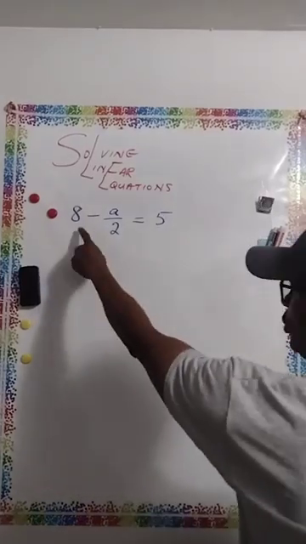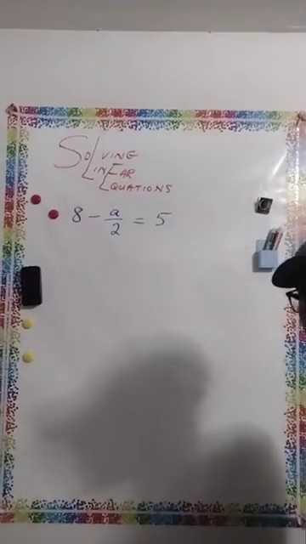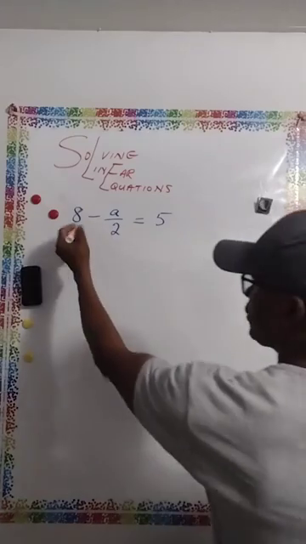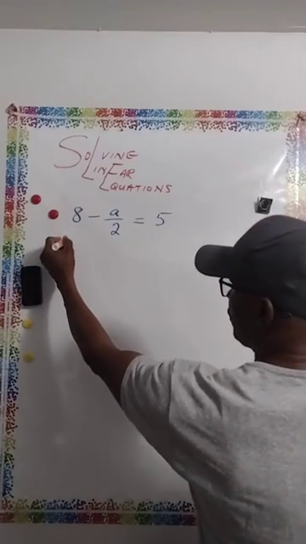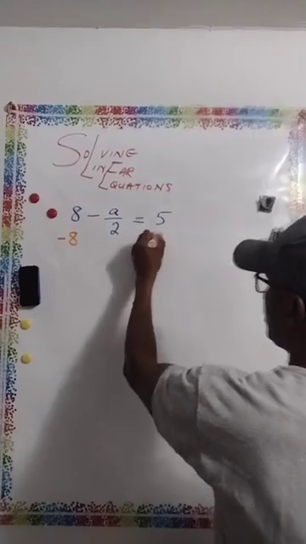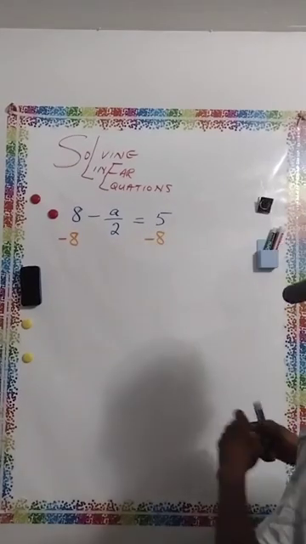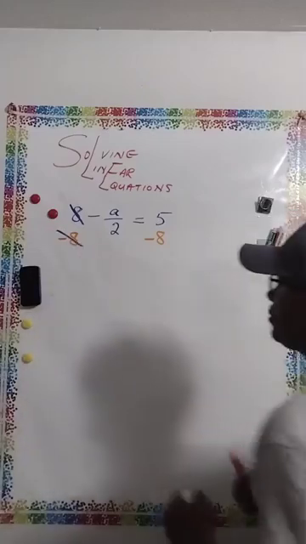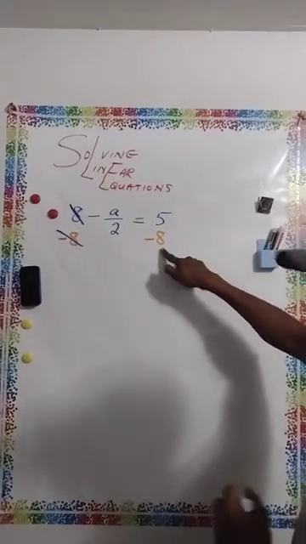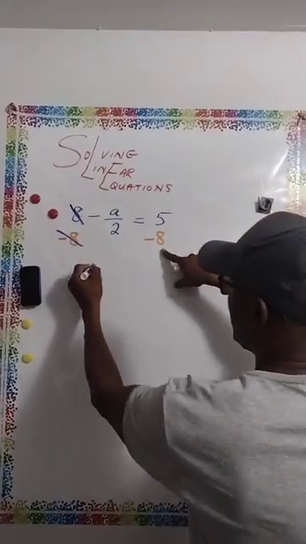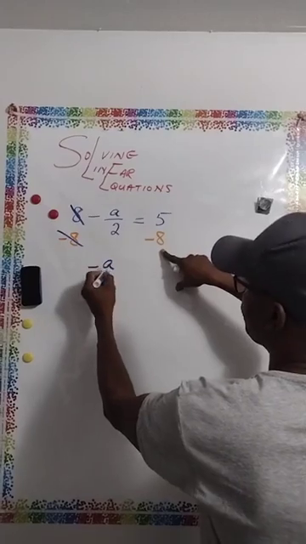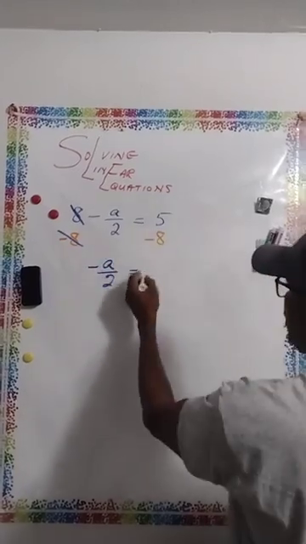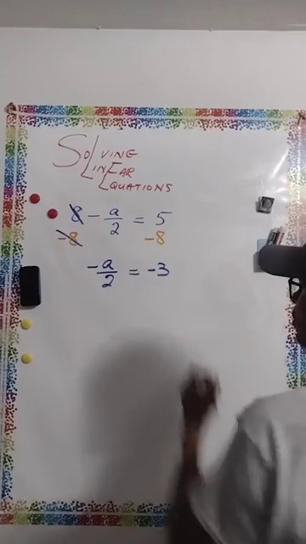Of course, the first thing we're going to do is attack the positive 8 by undoing it. When you undo positive 8 to become negative 8, you're going to subtract 8 from both sides. We're going to align accordingly. From there, if you look carefully, the 8s are going to dissipate from the left hand side and reappear on the right hand side. So now you're going to have negative A over 2 equals 5 minus 8, which is negative 3.